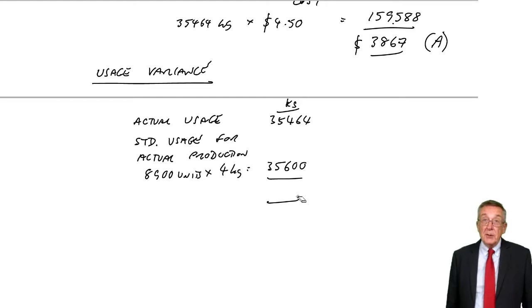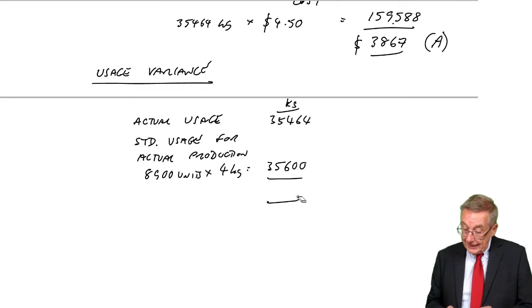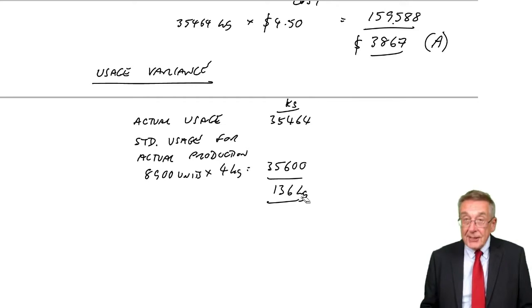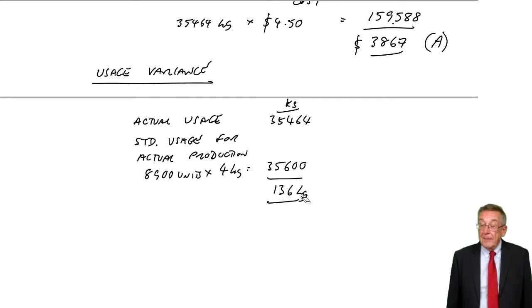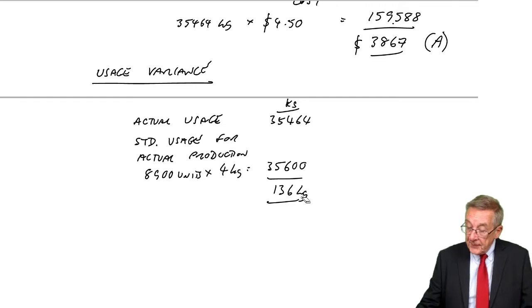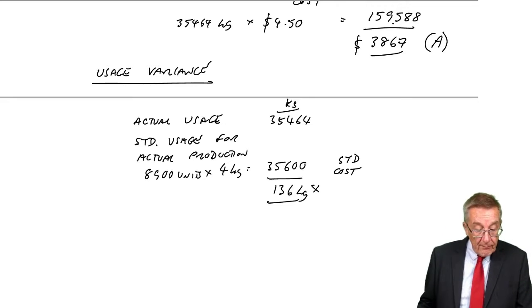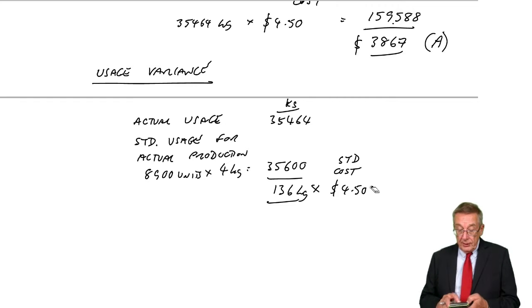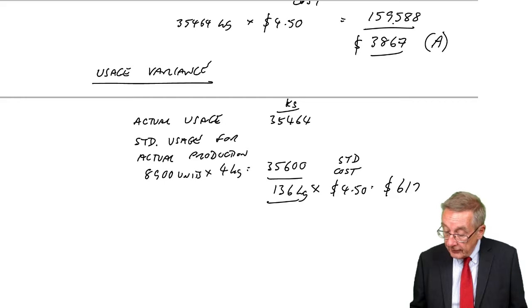We used fewer kilos of material than we expected. How many fewer? Minus 136. We used 136 kilos less than we'd have expected. And if that's the only thing that had changed, how much money would it have saved us? Well, at standard cost per kilo, $4.50, 136 at $4.50, it would have saved us $612.